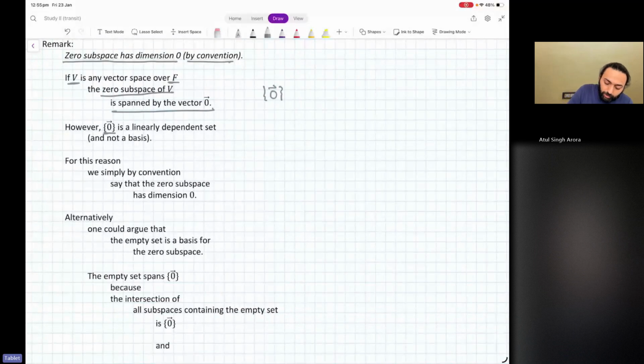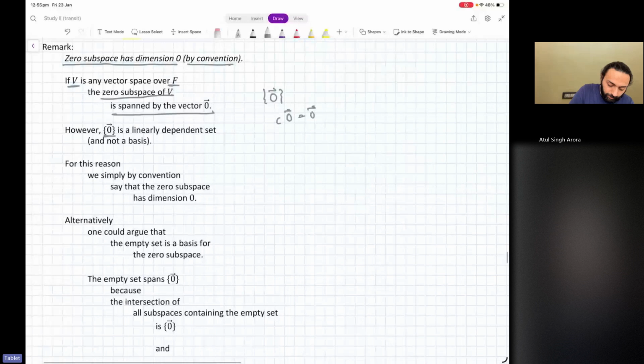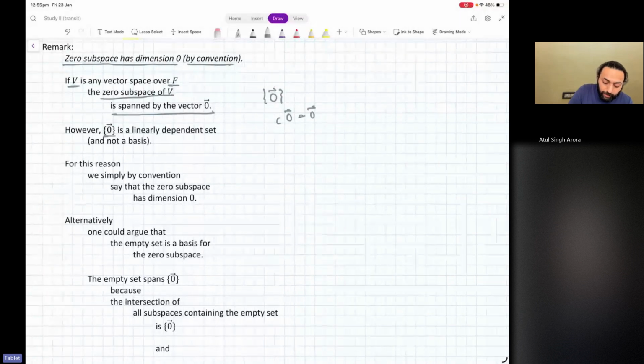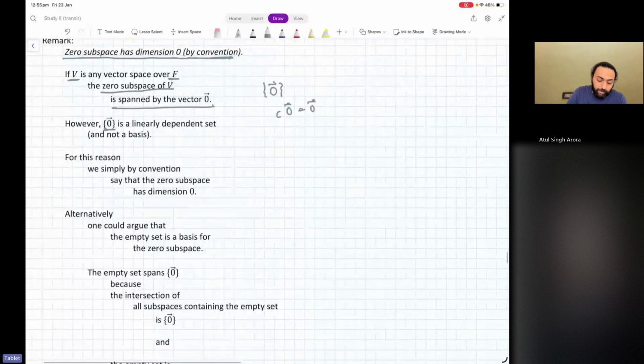Because you can take c times 0, and this will still give you the 0 vector, right? That is just the definition. So it satisfies all the other properties, and it is indeed a vector space. It's a trivial vector space, but nonetheless, it's important to settle on what we mean by the dimension of the 0 subspace. And the point is we'll take it to be 0 by convention. And here we're just justifying why that is.